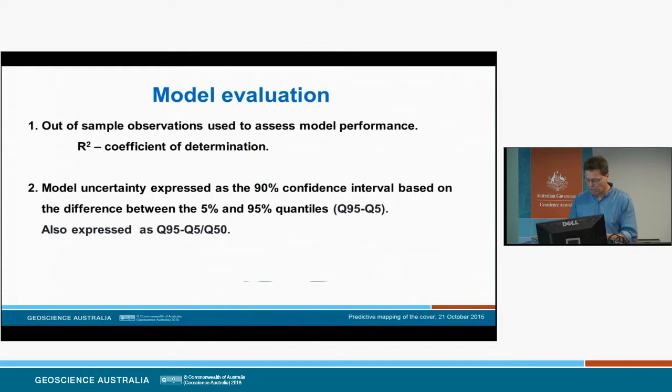Model evaluation, you can do this in many ways. I'm just going to describe two. We use an R-squared correlation of the out-of-sample. So we intersect that out-of-sample subset back to our model and look at the R-squared relationship. And the other thing I've just touched on is that we're looking at model uncertainty. Essentially, we're looking at the 90th confidence interval based on the difference between the 5th and the 95th quantiles. We can also express that as a ratio to the median.